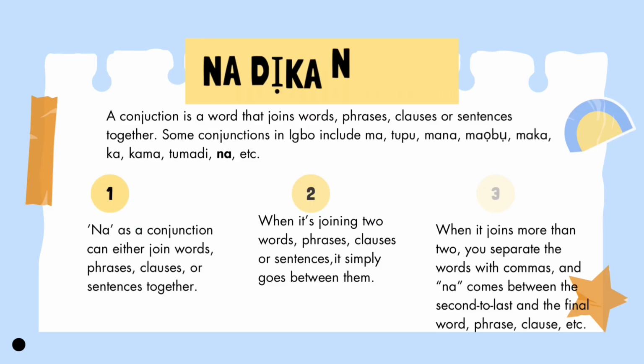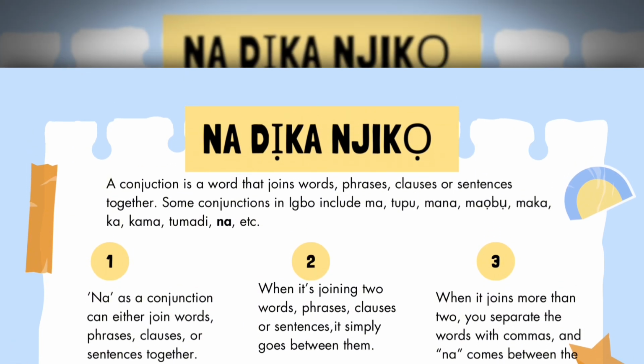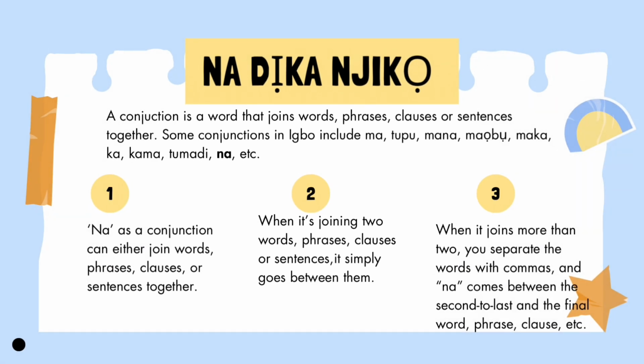Well done! Now let's look at na functioning as njikọ. Now before we start, what exactly is njikọ? I will explain. So njikọ is a word that joins words, phrases, clauses, or even sentences together. Now, in Igbo language, we have different njikọ. We have ma, dịka njikọ, tupu, mana, maọbụ, maka, ka, kama, tumadi. And then the odogwu that we are looking at today, na, dịka njikọ.